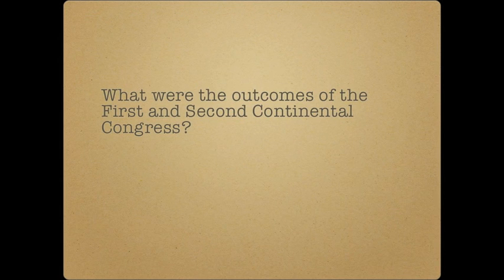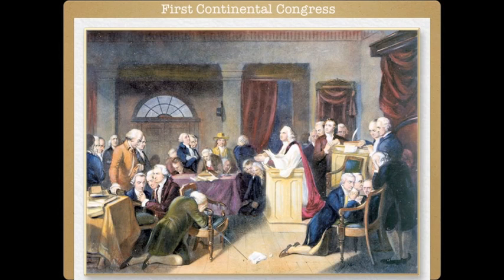What were the outcomes of the First and Second Continental Congress? At the First Continental Congress, the colonists sent a Declaration of Rights to King George III. The delegates urged each of the colonies to refuse all trade with England until British tax and trade regulations were repealed or recalled.